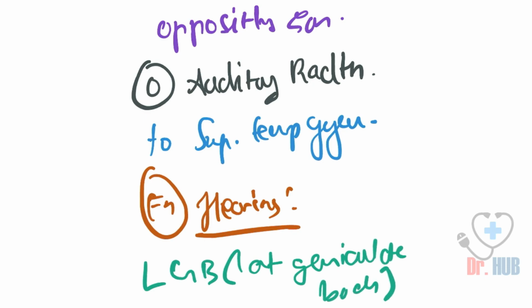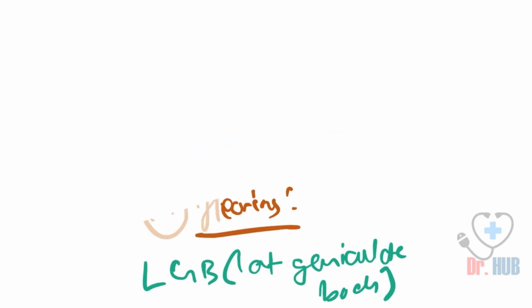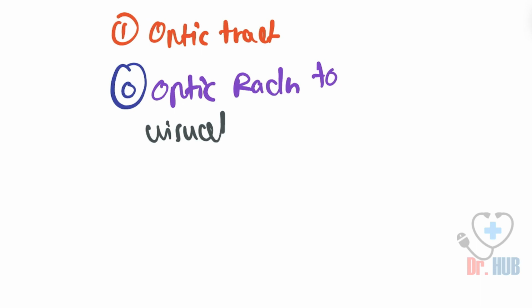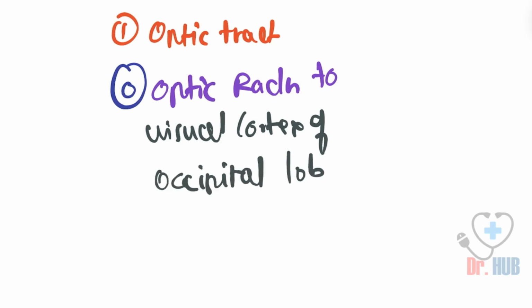So what is this LGB? Lateral geniculate body. First we need to know the input of this and then the output. So what is the input? The input is the optic tract. And what is the output of this? The output is the optic radiation, and this goes to the visual cortex of the occipital lobe.